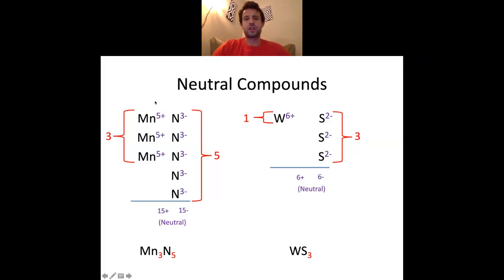So you'll notice that they come together in unique ratios. Also, you'll notice that there's probably more than one way you could get W and S to be neutral. For example, you could do W2S6. The formula we write down is always just the lowest formula we need to write in order for it to be neutral. So in this case, having one W and 3 S's is the lowest form possible.